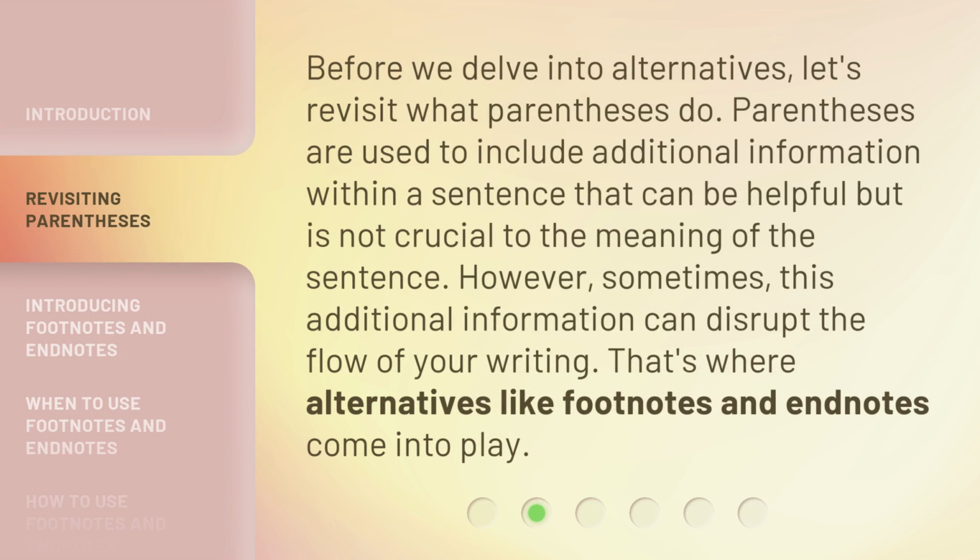Before we delve into alternatives, let's revisit what parentheses do. Parentheses are used to include additional information within a sentence that can be helpful but is not crucial to the meaning of the sentence. However, sometimes, this additional information can disrupt the flow of your writing. That's where alternatives like footnotes and endnotes come into play.